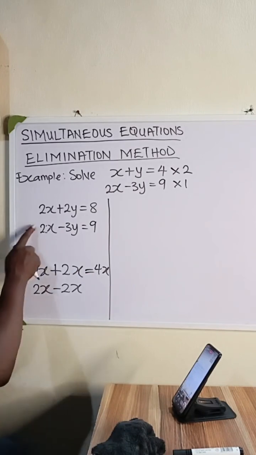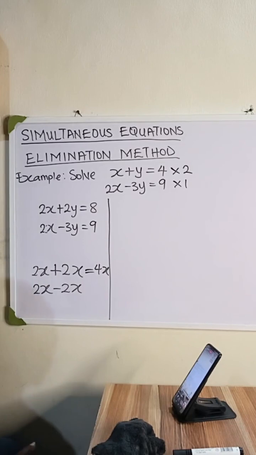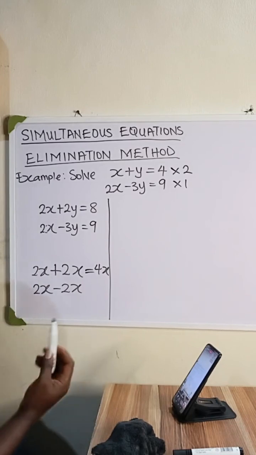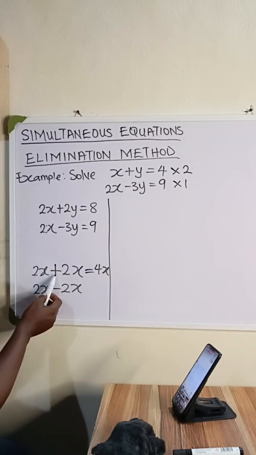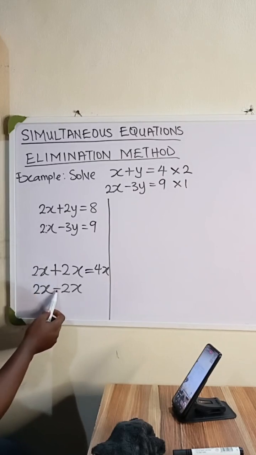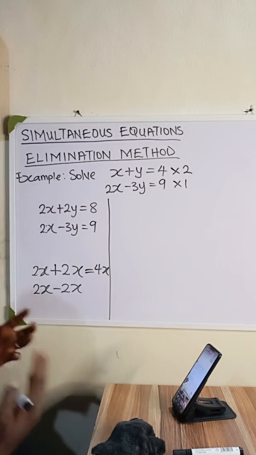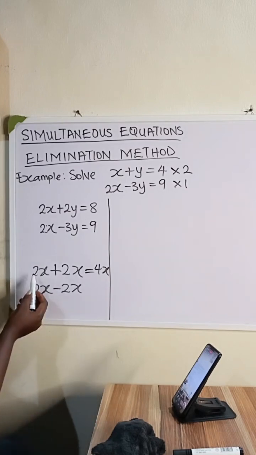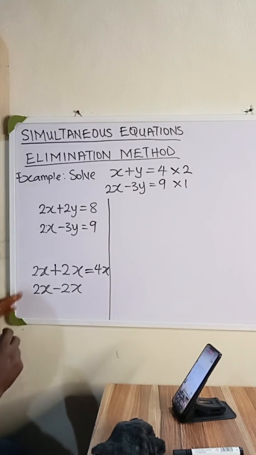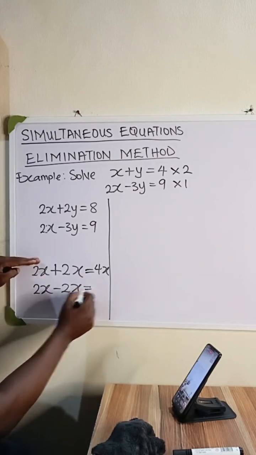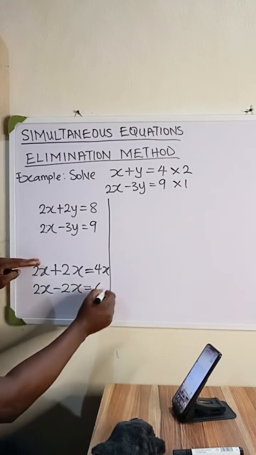We are not yet sure if it's going to be negative or positive yet. So what we are trying to do is see if it's going to be negative or positive. First we assume it's positive, and then the second we assume it's negative. So which of them is going to give us 0? That's what we are looking for. 2x plus 2x is going to give us 4x, so this is not going to work. But 2x minus 2x is going to give us 0.